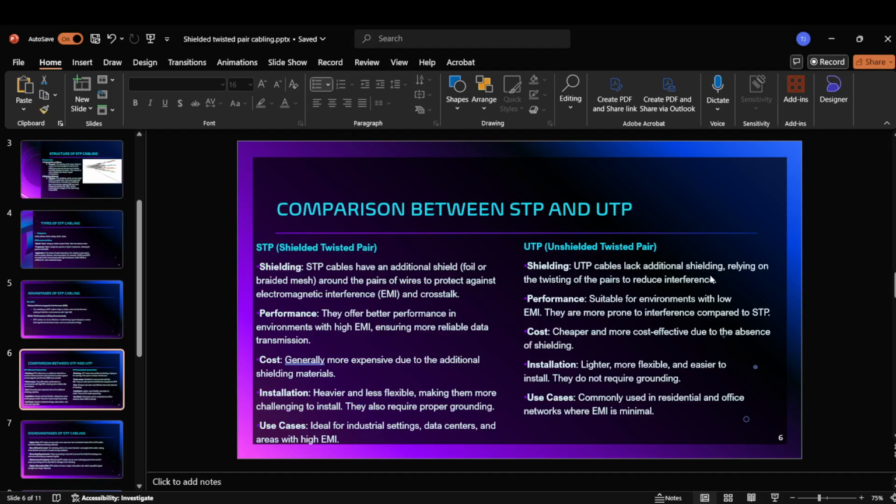Next is the use cases. STP is ideal for industry settings, data centers, and areas with high EMI. Now, the use cases for UTP: it is commonly used in residential and office networks, where EMI is minimal.